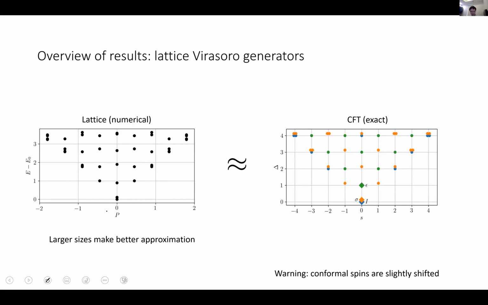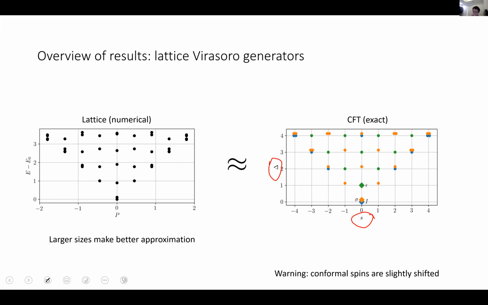Let me say something about CFT. On the left-hand side, we have the Ising model, and on the right-hand side, we have the spectrum of the Ising CFT. Let me tell you what the dots mean here. The x-axis is the conformal spin, and the y-axis is the scaling dimension. Whenever you see a point there, it means that there's an operator in this CFT which has the following scaling dimension and the following conformal spin.